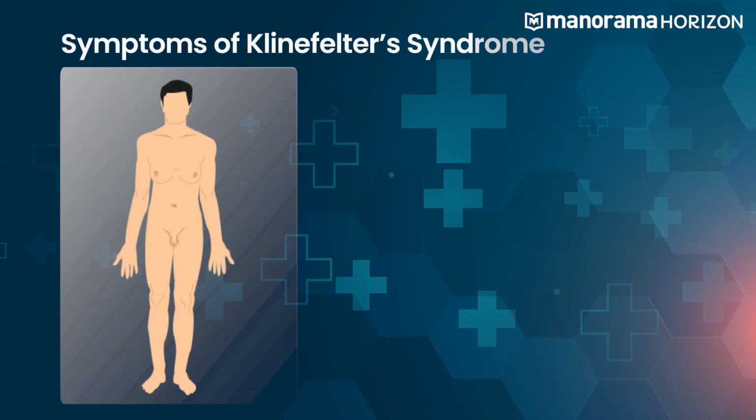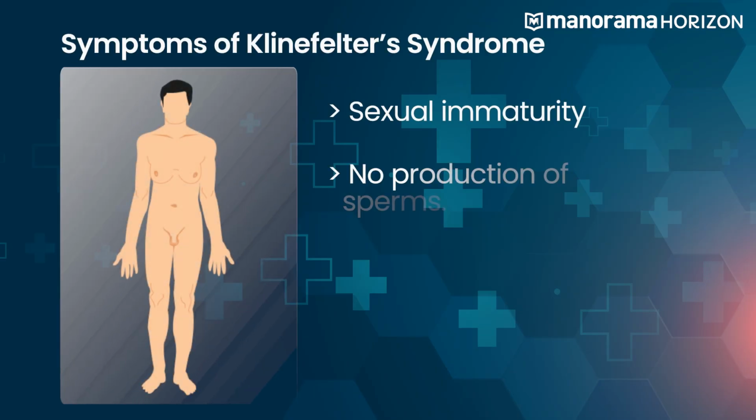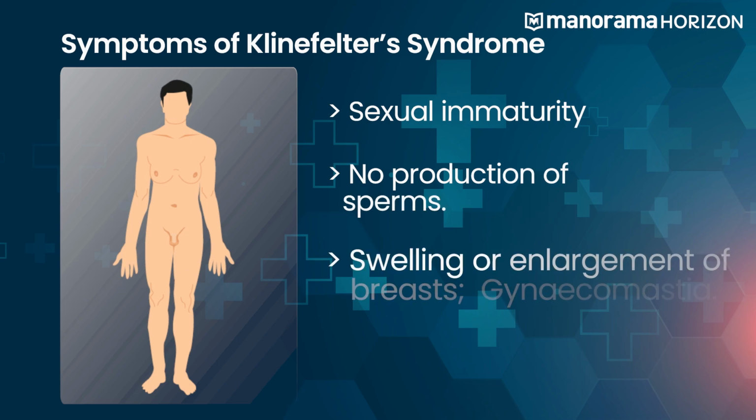The chromosome number can be written as 44 autosomes plus XXY. Let us now check the symptoms shown by this affected person. The person exhibits symptoms such as sexual immaturity, no production of sperms, swelling and enlargement of breast, basically a kind of feminine development. The abnormal growth and development of breast in males is called gynecomastia. They are sterile individuals.